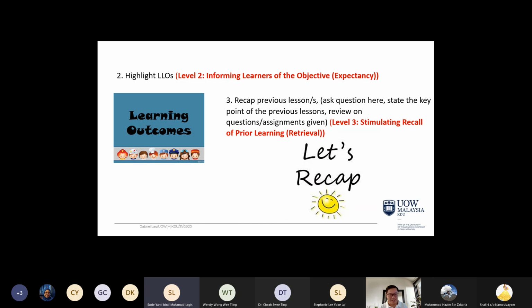Recap previous lesson. Yes, this is very important. Ladies and gentlemen, last week, what we learned in our last lesson, this was what we covered. Ask questions here, state the key points of the previous lesson, review questions and assignments given. Last week, we were talking about this. These were the key points of last week. The reason it is very important is this: this week's lesson, this is what you want to do.